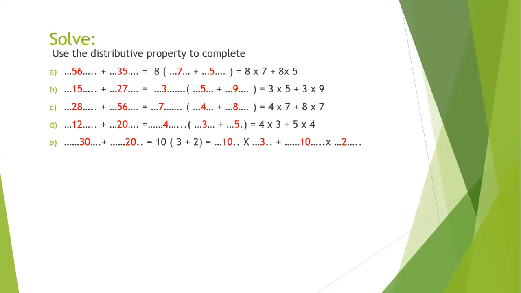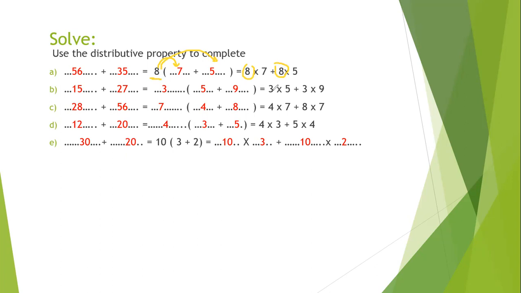How can we use the distributive property to complete this? Let's see together. If I don't have these two numbers and I have 8 times 7 plus 8 times 5, first you have to get the common number and put it outside the brackets. For example, here the common number is 8. So you can put it outside the brackets, then write here the rest, 7 plus 5. Then distribute: 7 times 8 equals 56, 8 times 5 equals 40.